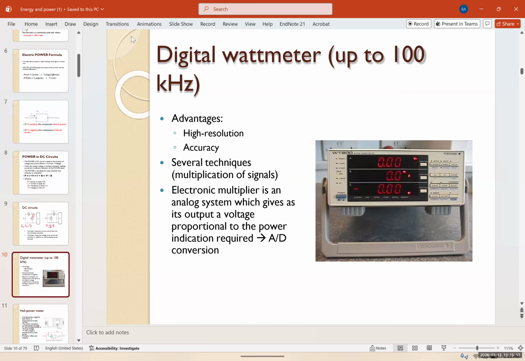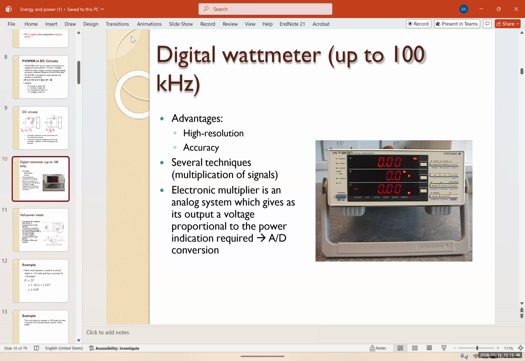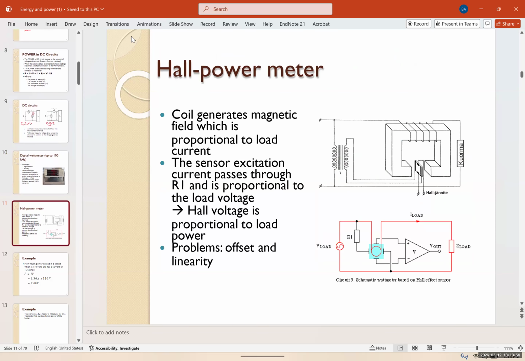Now, digital wattmeters are used to measure power. They will measure both the current and voltage. Their advantages are they have high resolution and good accuracy. There are several techniques, like multiplication of signals. An electronic multiplier is an analog system which gives as its output a voltage proportional to the power indication required, and it has an A to D conversion, analog to digital conversion.